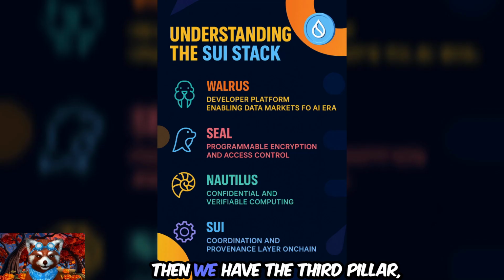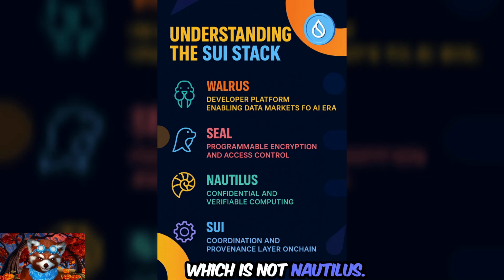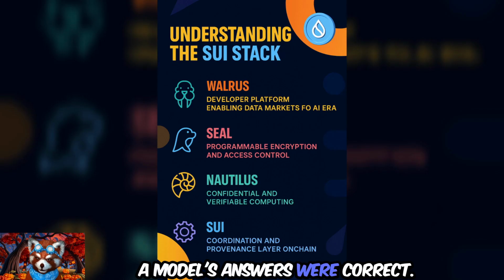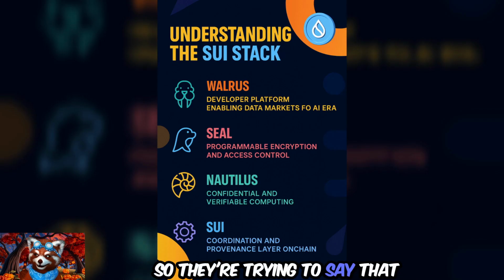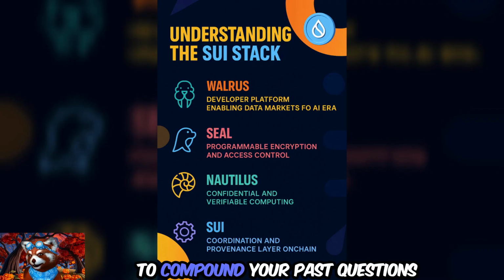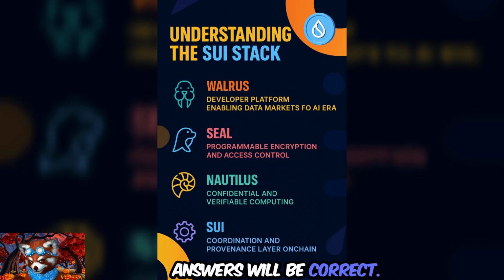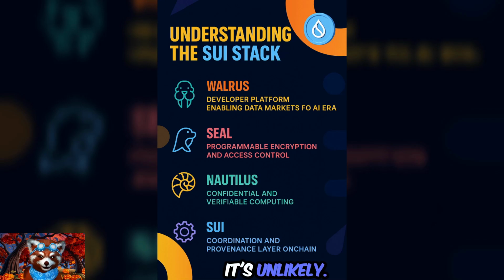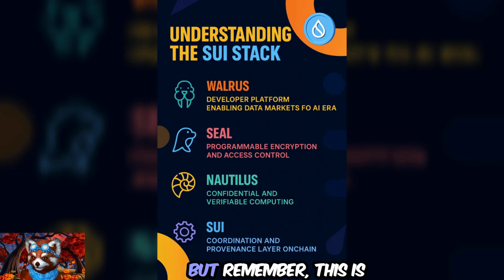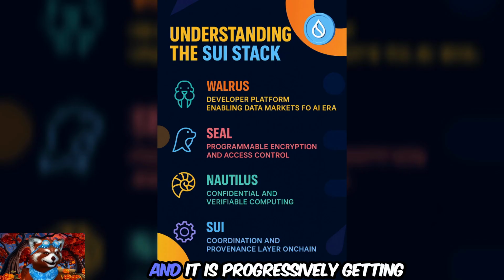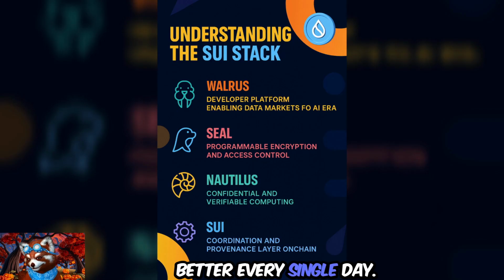Then we have the third pillar, which is Nautilus. This is where the AI models run securely. It can even prove that a model's answers were correct. They're trying to say that this pillar is going to be able to compound your past questions and verify that the future answers will be correct. Now, will this be 100%? It's unlikely. It could happen in the near future, but remember, this is all generally new. AI is still a very new thing, and it is progressively getting better every single day.